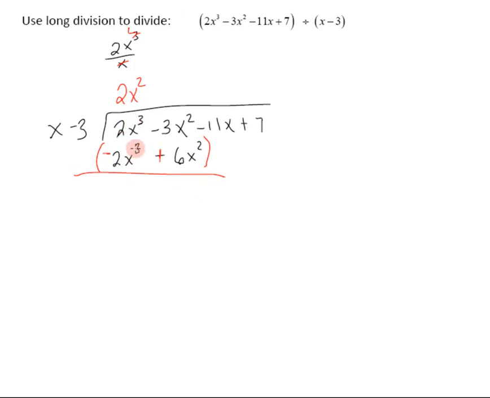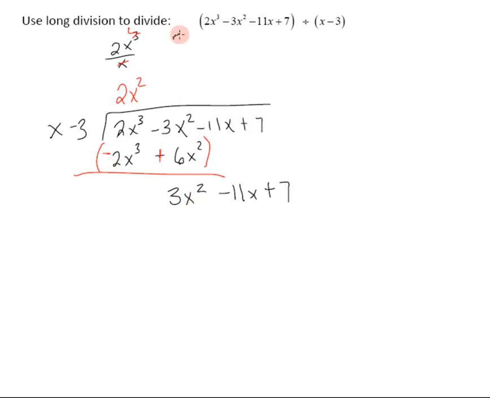2x cubed minus 2x cubed is 0x cubed. Negative 3x squared plus 6x squared is 3x squared, right? And then I'll drop the rest of them down and repeat the same process. So that was one round. I know it seemed kind of messy and sloppy because I did a lot of explaining, but we start over with this. We ignore all this now. We ignore this part, and we start here.